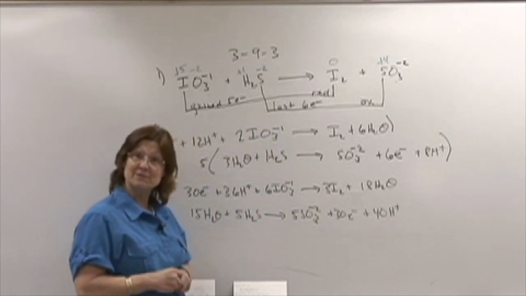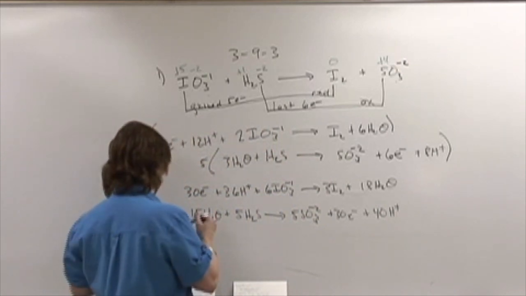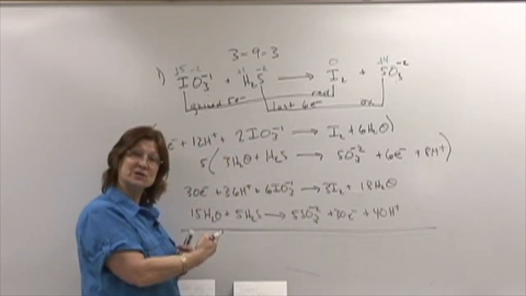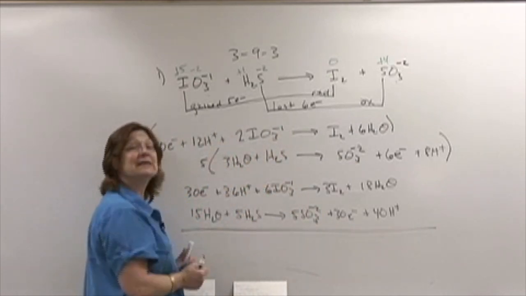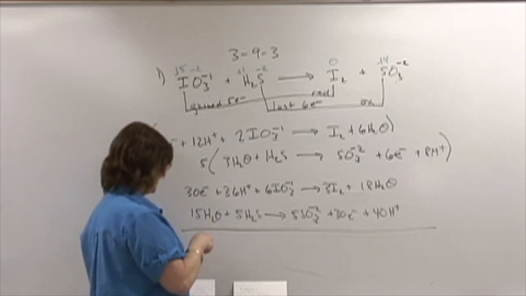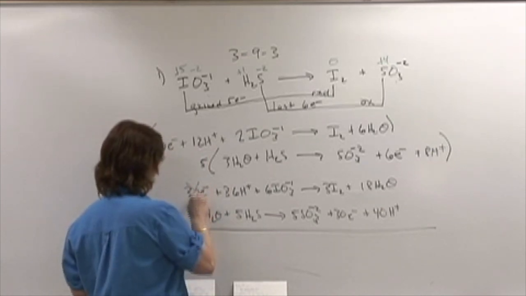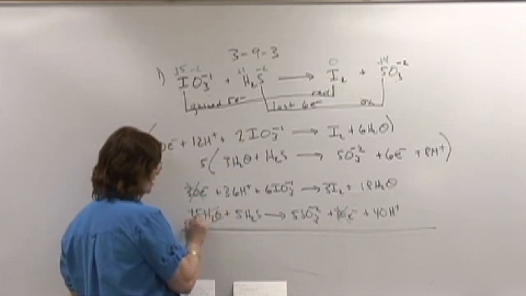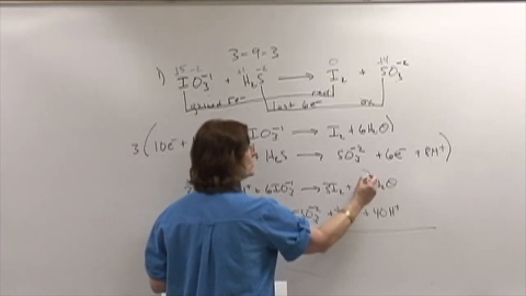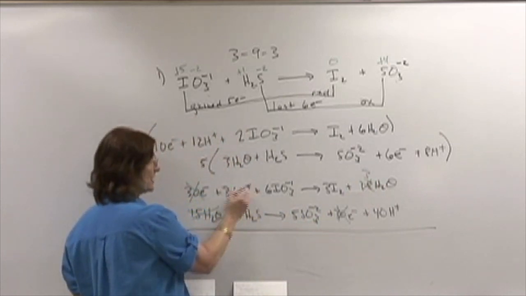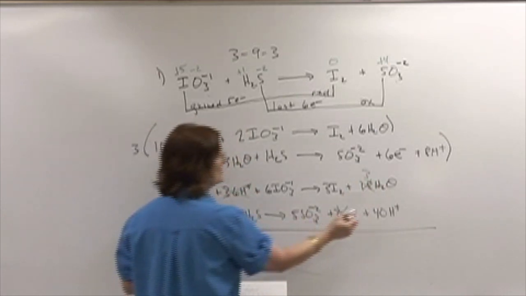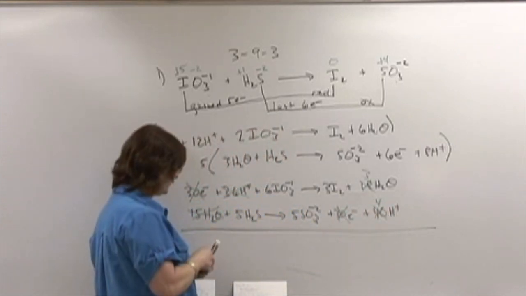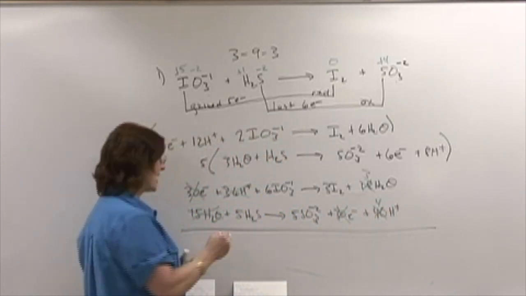Now, before I add them together, I'm going to subtract a variety of things. Things on the opposite sides of the equation I subtract, things on the same side I add. The electrons must completely cancel. And then these 15 waters cancel and leaves me 3. 36 hydrogen ions cancel, and it leaves me with 4. Then I bring down everything and get the final total reaction.